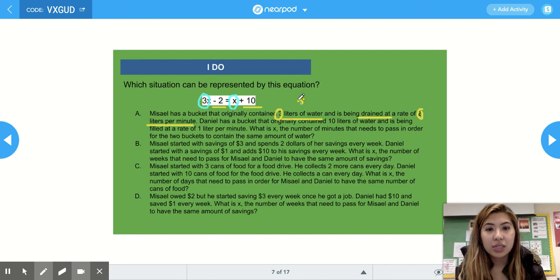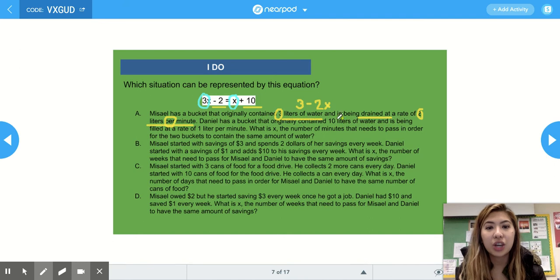So if our constant is 3 and it's being drained, we know that we're subtracting. 2 liters per is the key word to tell us that the 2 is our coefficient or our slope. Let's just use x as the number of minutes, or our variable, for this problem.